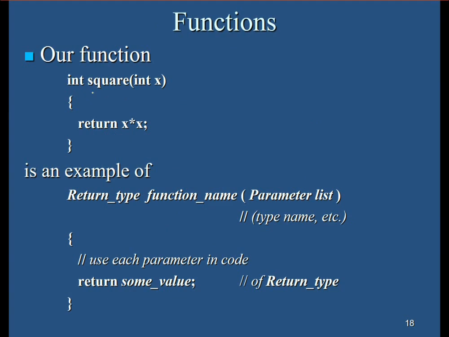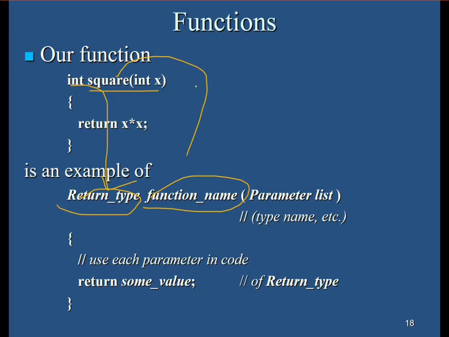So our square function returns x into x. This is an example where int is the return type. The function name is square. The parameter list is int x. So we use each parameter in code and we return some value. So this is return. What are we returning? x into x, which means x square is returned.